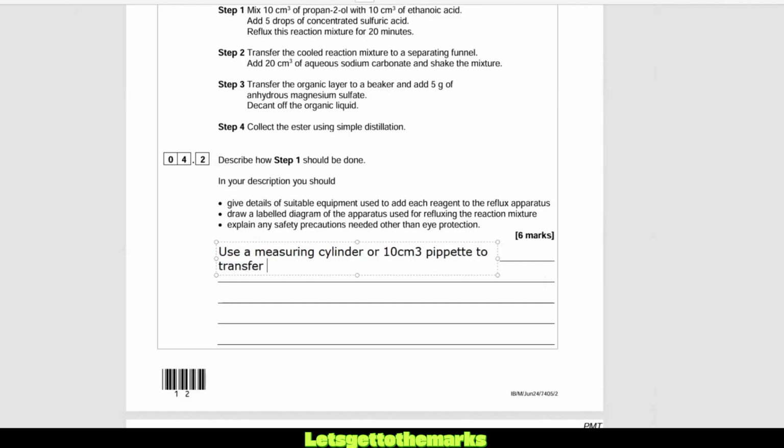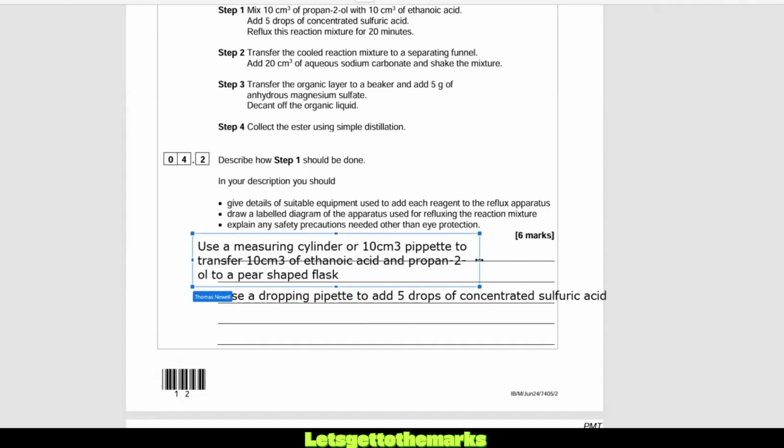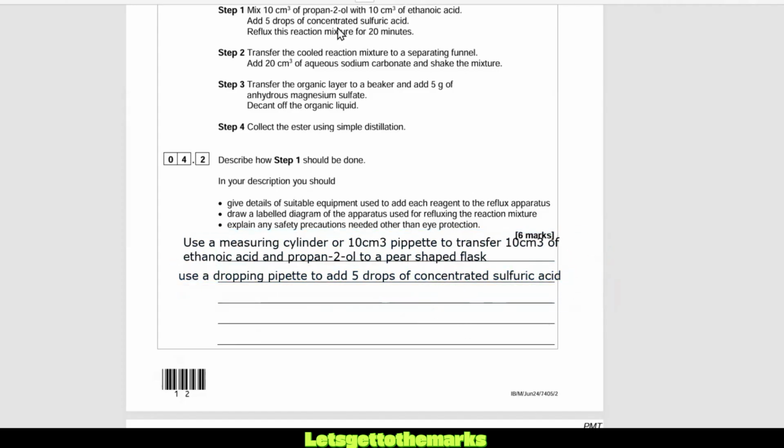First of all, you could say use a measuring cylinder to measure out 10 cm³ of ethanoic acid and 10 cm³ of propan-2-ol and mix together in a pear-shaped flask. Of course, you could use a volumetric pipette. Should have 1p. I don't know why I put 2p's. And then use a dropping pipette to add 5 drops of concentrated sulfuric acid. You need to highlight that you're not using a volumetric pipette for the sulfuric acid. And that's going to score you 2 marks for just explaining how you've done that.